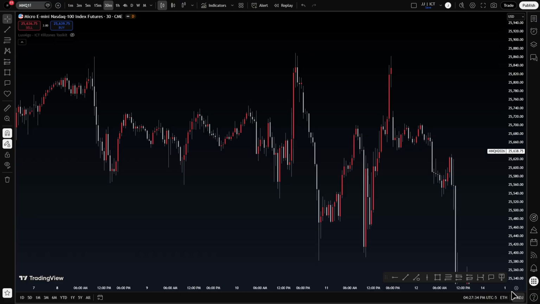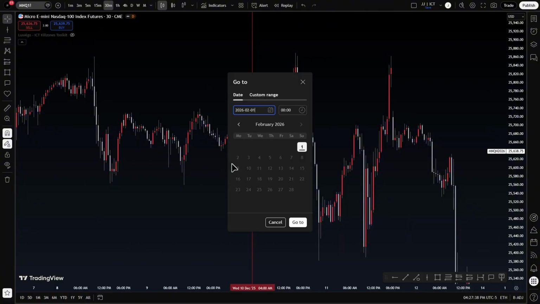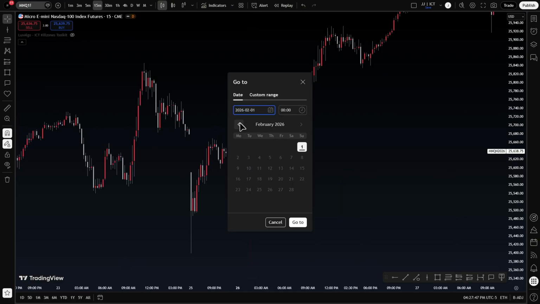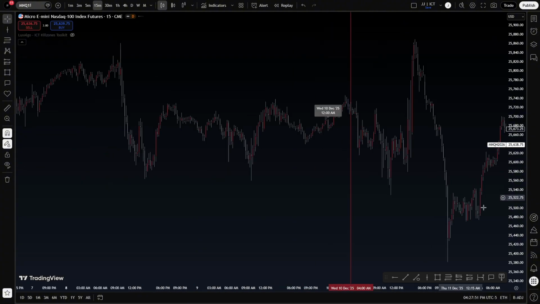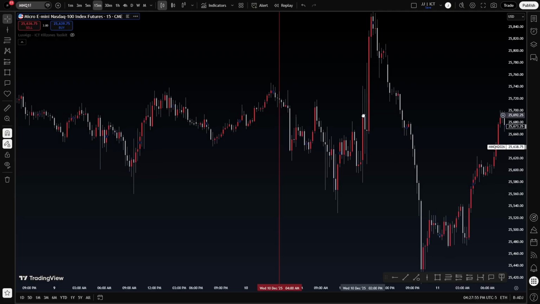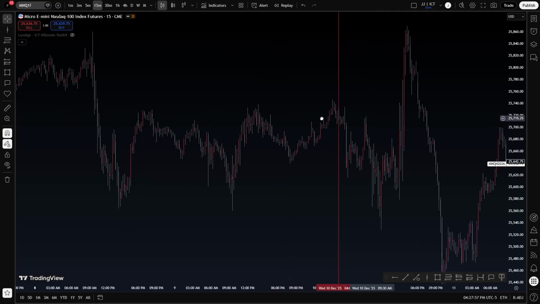Let me drop to the 15-minute and mark this so I won't forget where it is. Let's hope TradingView lets me even go this far. What is this? December 10th? Yep, December 10th. It might not let me go that far. Oh, it actually did. Okay, cool. TradingView normally doesn't let me do that.